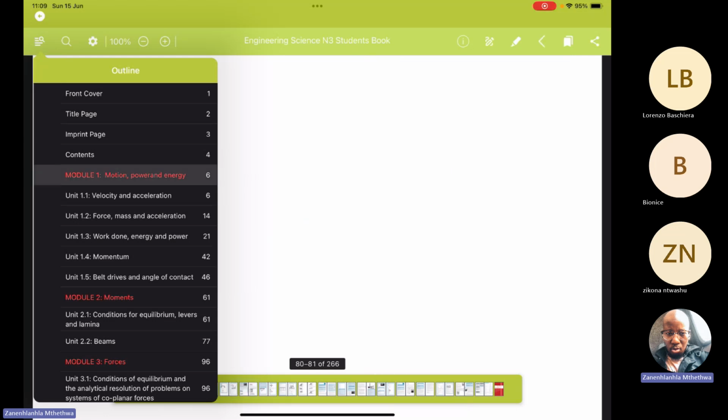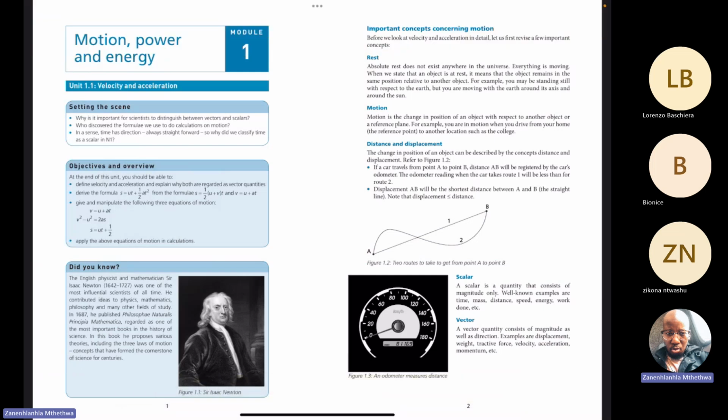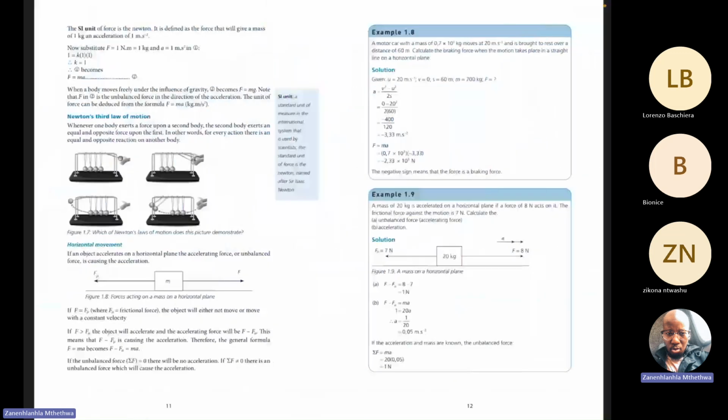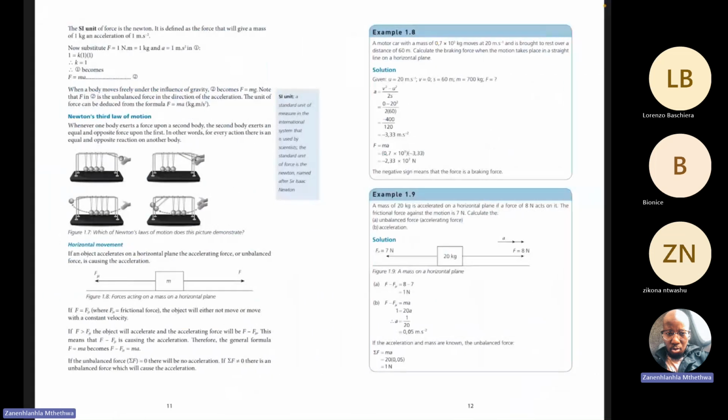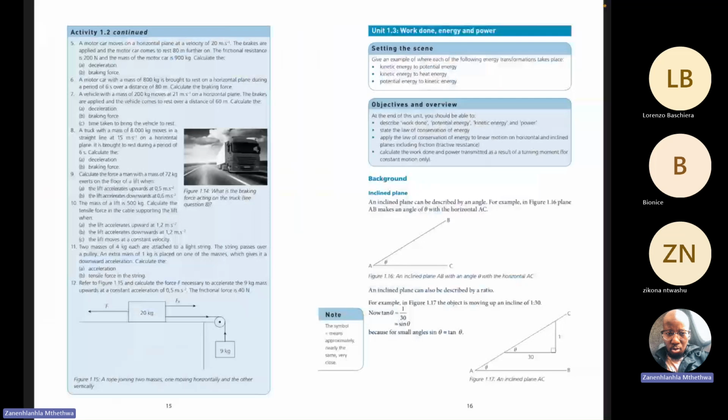Now as far as Module 1, we covered the kinematics part. That is motion, where we look at quantities involved in motion graphs: distance, displacement, speed, velocity, acceleration. We covered that. Then we looked at forces. Under forces, we looked at Newton's laws of motion as well as the application thereof. We covered this as well.